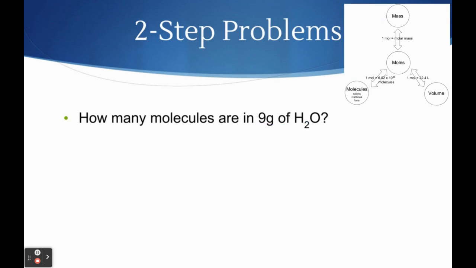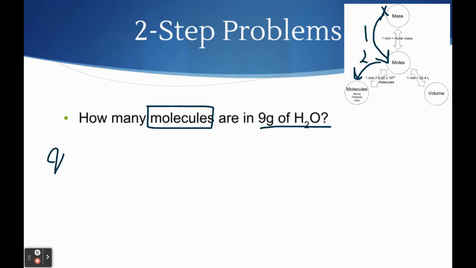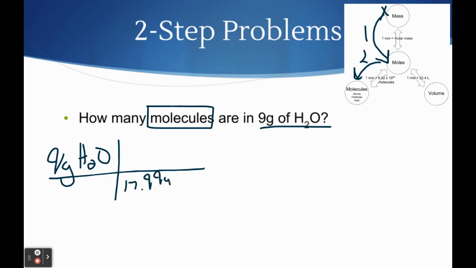Example problem number 4 says how many molecules are in 9 grams of H2O. Given information is 9 grams of H2O, and we're looking for molecules. So again, we're starting out up here at mass. We have to first convert to moles for step 1, and then molecules for step 2. So 9 grams of H2O. To go from grams to moles, we're going to use the molar mass. The molar mass of water is 17.99 grams of H2O. And that's how many grams are in 1 mole of water.